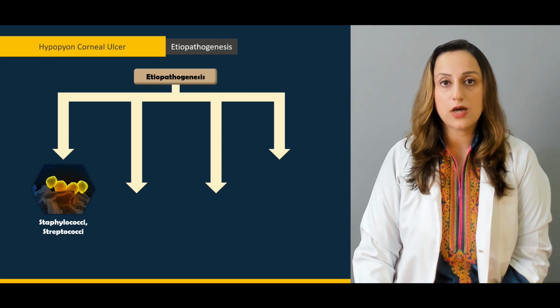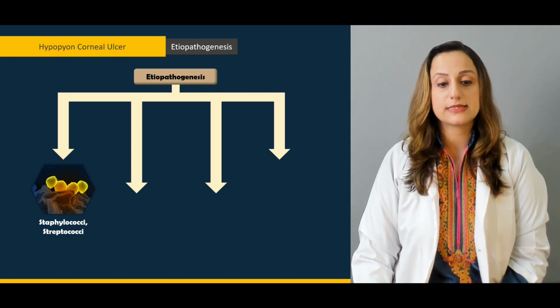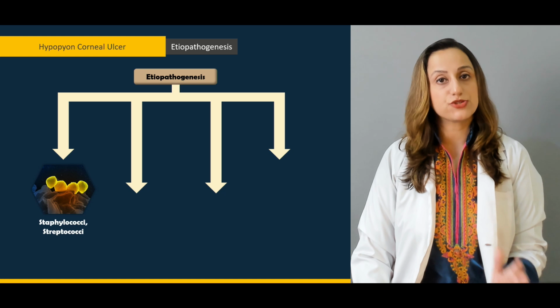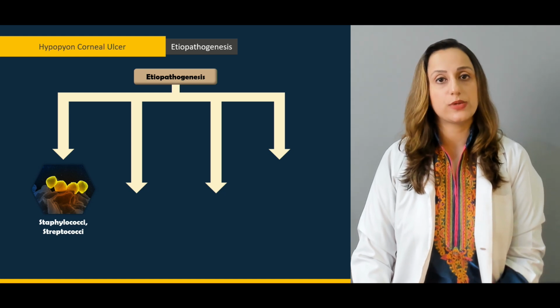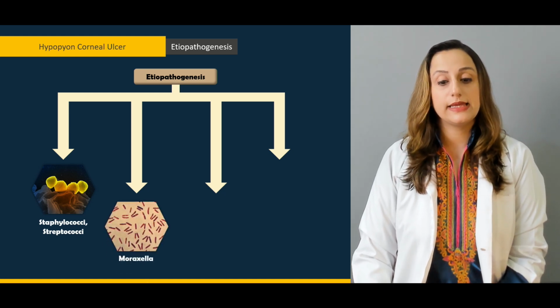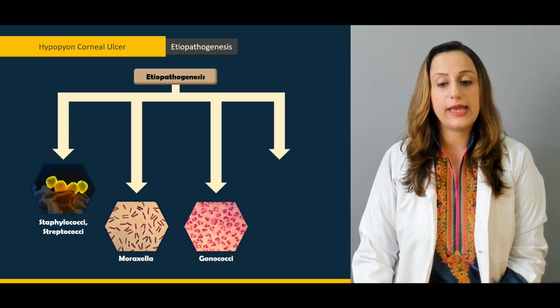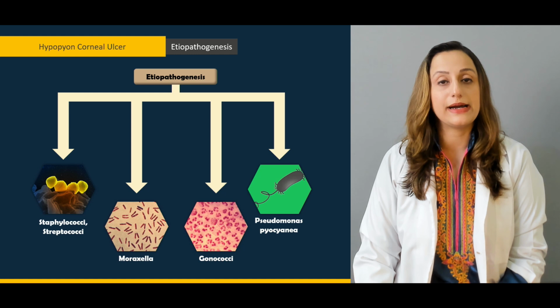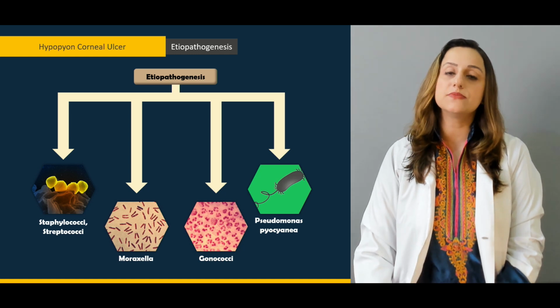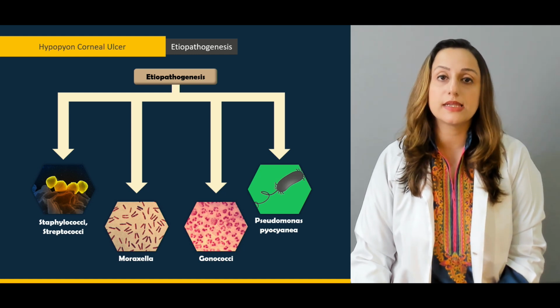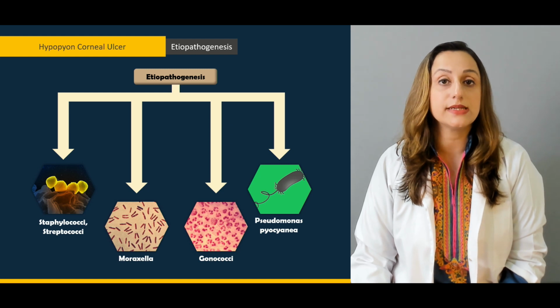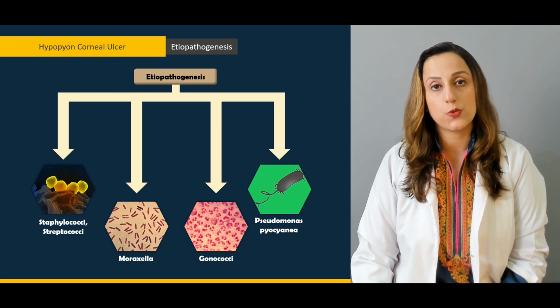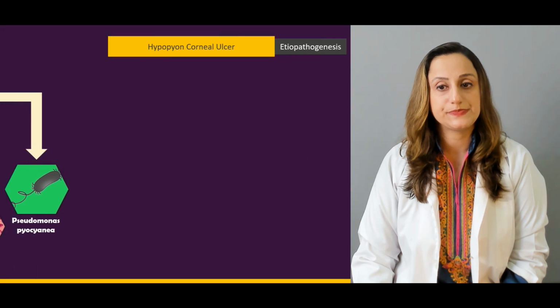Usually, if the causative organism is staphylococci or streptococci, they present with hypopyon. Then Moraxella, then we have the gonococcal ulcers, and finally Pseudomonas pyocyanea. So these are the organisms which can result in an ulcerative keratitis that is associated with hypopyon collection.